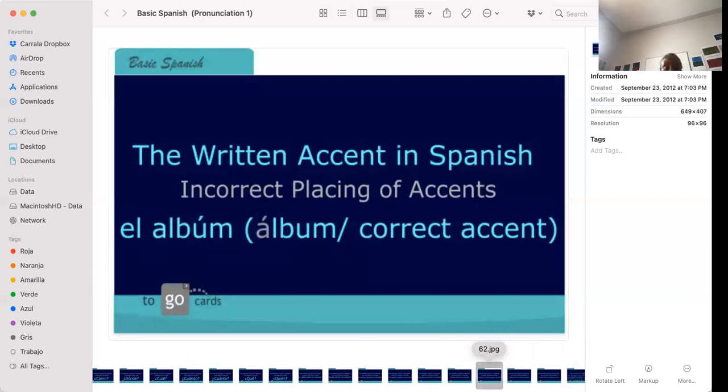So here they both have accents, but in the parentheses, the correct accent is álbum. The incorrect, where I put it over the U instead of the A, is albúm. Two different words. One word makes sense because it exists in the language, has an accent. The other word also has an accent, but over the wrong letter, and it makes no sense because that word doesn't exist.